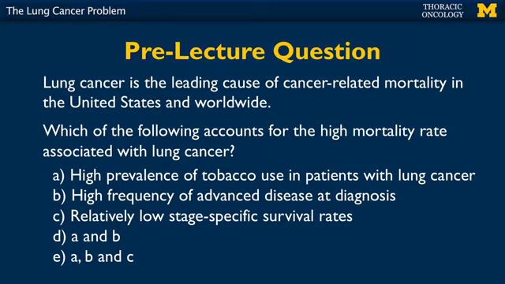Lung cancer is the leading cause of cancer-related mortality in the United States and worldwide. Which of the following accounts for the high mortality rate associated with lung cancer? A, the high prevalence of tobacco use in patients with lung cancer. B, the high frequency of advanced disease at diagnosis. C, the relatively low stage-specific survival rates. Or D, A and B, or E, A, B, and C. And we'll cover the answer to this question at the end of the lecture.